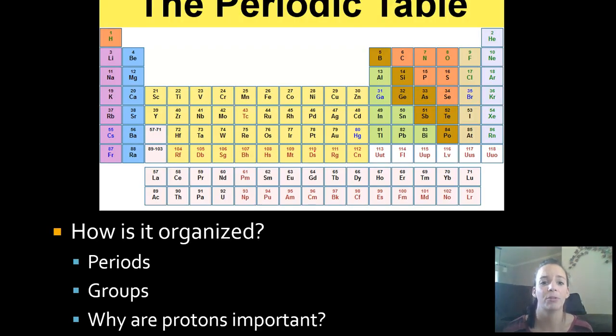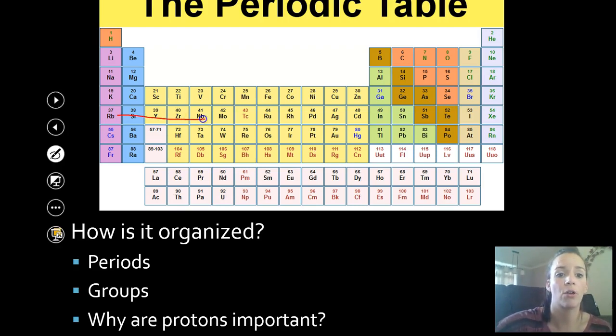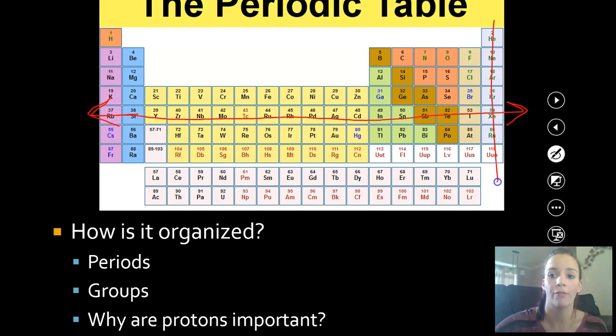The periodic table itself, this should be something very, very familiar to you. So how is it organized? It's organized by periods and groups. And the important thing to think about too is, why are protons even important to the periodic table? First of all, periods go this way. They are horizontal. Groups, on the other hand, are vertical, so they go up and down.